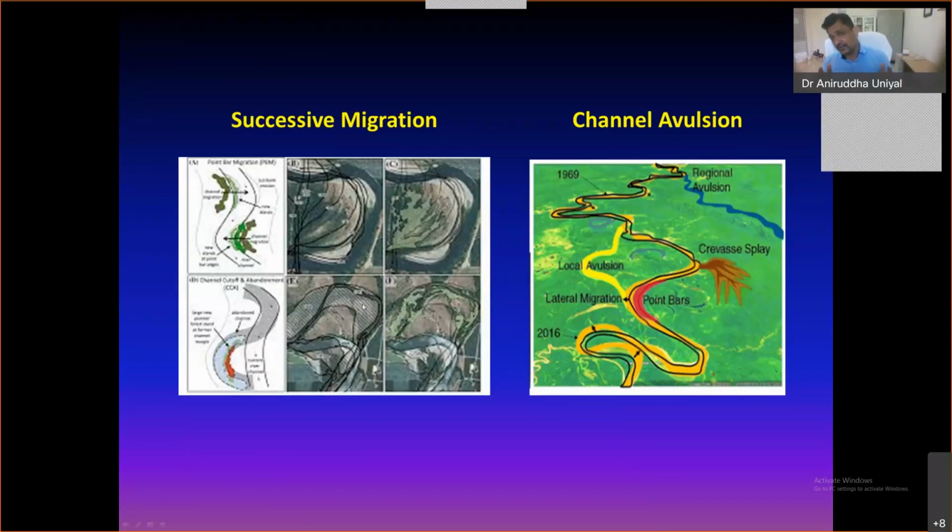But then in channel migration, suddenly the sinuosity increases, and there is a stage when the channel becomes very sinuous, and then suddenly it witnesses channel avulsion, where the sinuosity is high and the bend is very sinuous. Then during floods, the river acquires a straighter path.